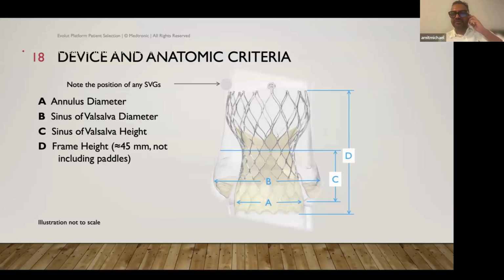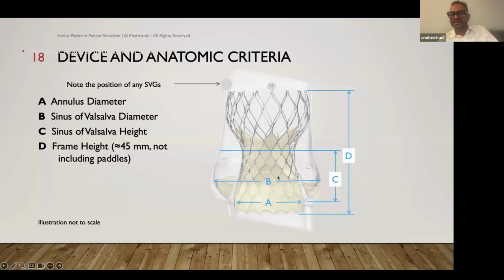This is how the Evolut valve looks. This is a self-expanding valve. This is the basic structure of the valve. It's a nitinol frame, which is self-expanding, and this is the porcine tissue valve. The good thing about the Evolut valve is that it is supra-annular. Your native aortic valve leaflets are positioned at the annulus, and those are the stenosed ones. But when you implant this valve, the leaflets of this valve are up there. So it's a supra-annular, not an annular valve.